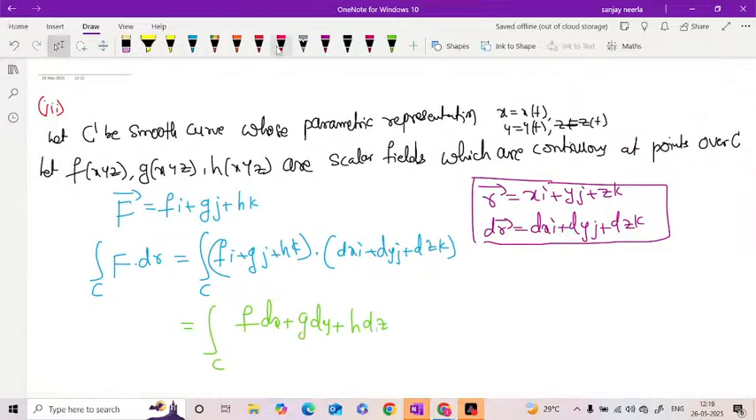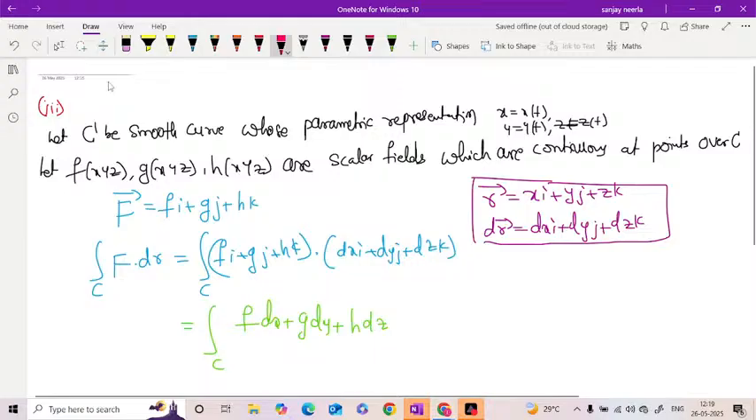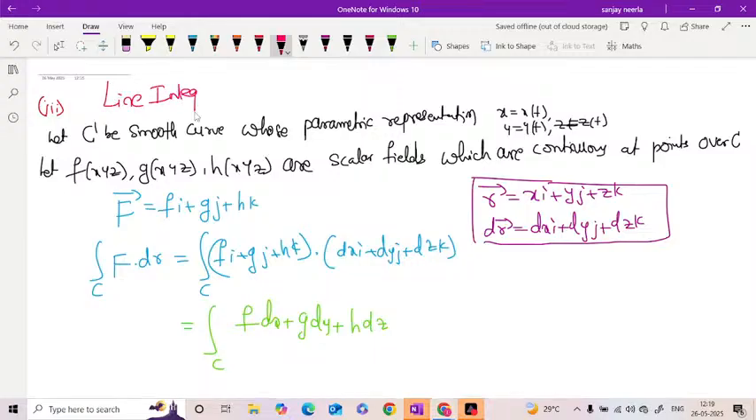Now what is our title? The title is line integral of scalar fields. Now we will see one problem in this, after that we will stop. Okay.